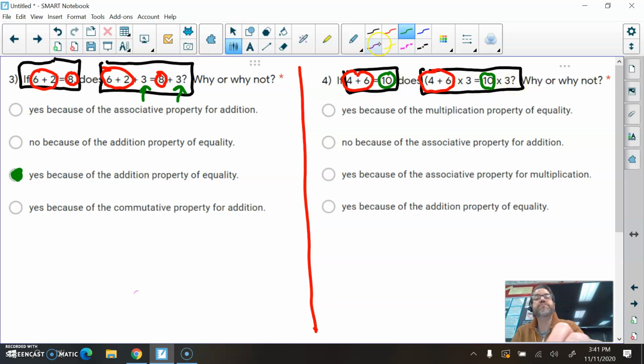Well, it looks like we're multiplying by 3 here, and we're multiplying by 3 here. And since we're multiplying both sides by the same thing, it will still be equal. So this is the multiplication property of equality. So yes, these are fine. They are still equal because of the multiplication property of equality.